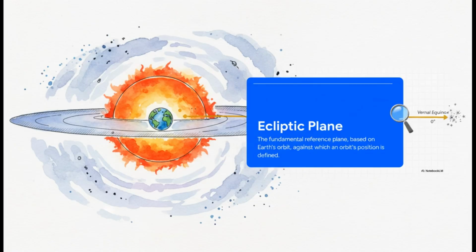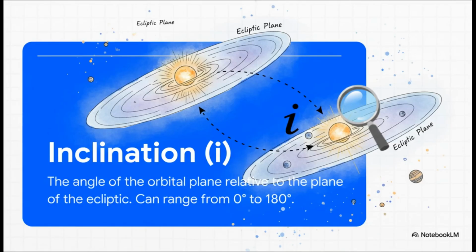But just having a flat plane isn't enough. We need a direction, a 0-degree line. By convention, that line points from the Sun towards a fixed spot in the distant stars we call the vernal equinox. So our very first orbital element defines the tilt. It's called inclination, and we use the letter I for it. It's simply the angle between our planet's orbital plane and our reference ecliptic plane.